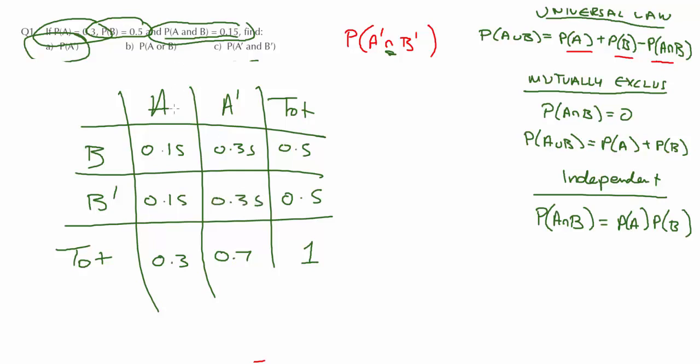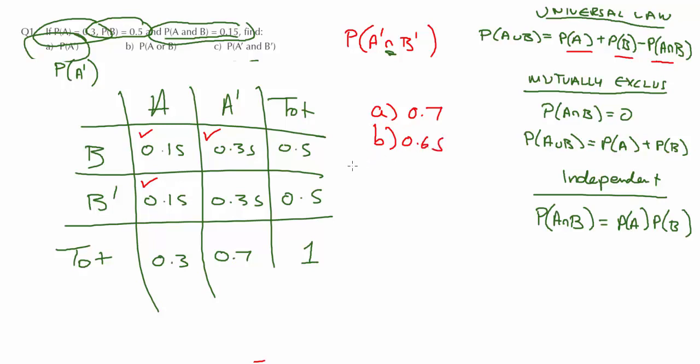0.35. Okay, so that's done. Now when I look for probability of not A, well, that's this one. So the answer to part A is 0.7. Now it's just a choice. All I have to do is decide which cells I want. P of A or B means literally anything in A or B. So it's those three, and I could just add those up. So that means B is 0.65.